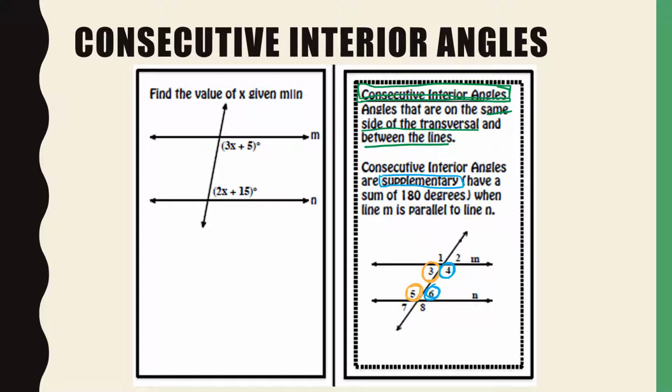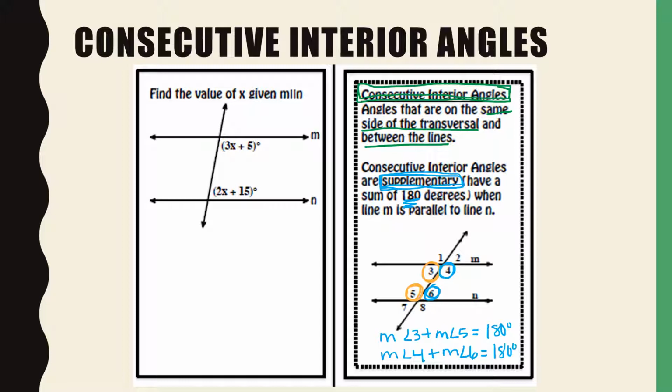Bold that, circle it, whatever you got to do, so that when you look back at your notes, you know exactly how consecutive interior angles relate. But what does supplementary mean? I hope we're thinking that it has a sum of 180 degrees. Okay, so this means that the measure of angle 3 plus the measure of angle 5 should equal 180 degrees. That is what it means to be supplementary. Again, the measure of angle 4 plus the measure of angle 6 equals 180.